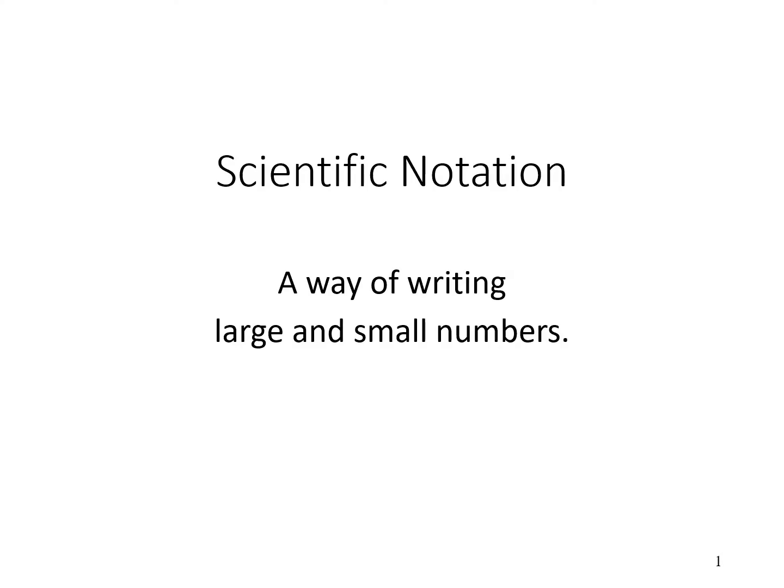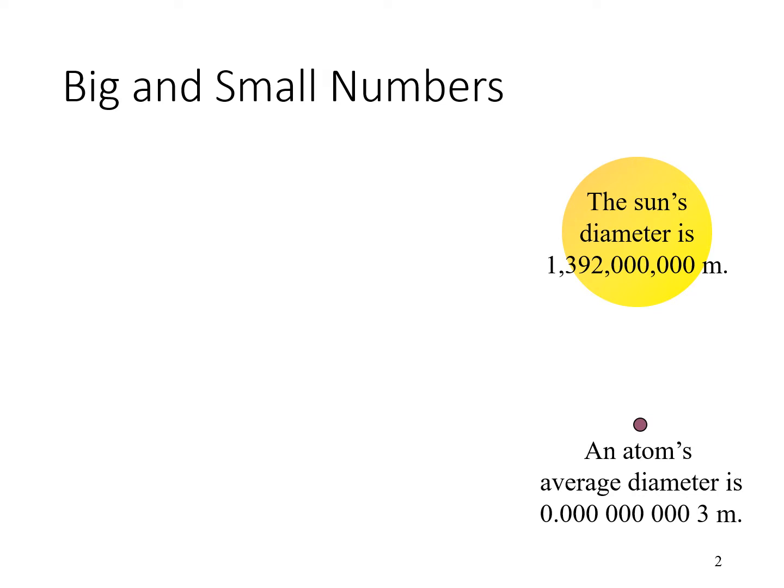In this video, we'll talk about scientific notation. So what is scientific notation? It is essentially a way of writing large or small numbers. What that means is that in chemistry, we often deal with numbers that are either really big or really small. For instance, if we talk about the diameter of the sun, in meters, it is a very big number.